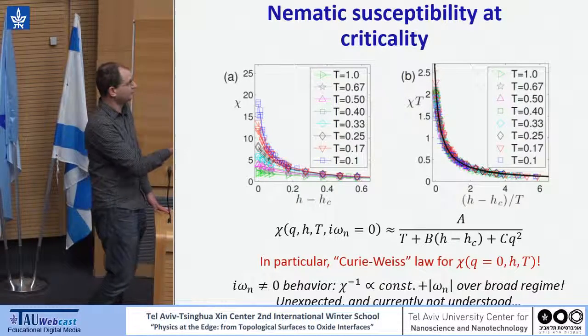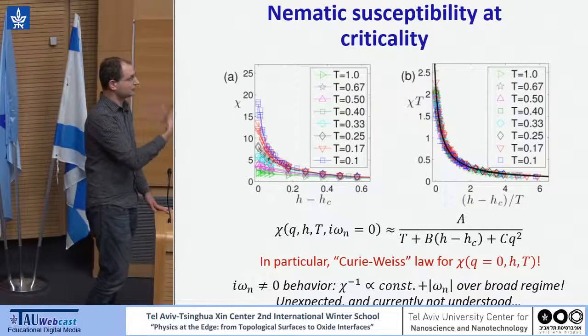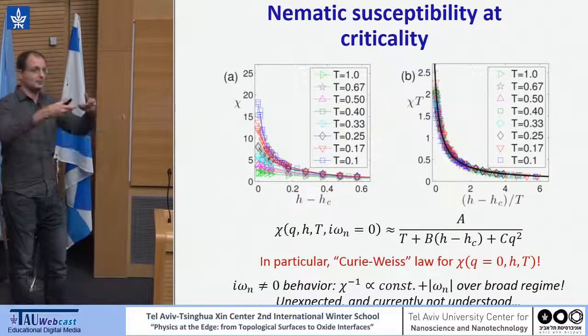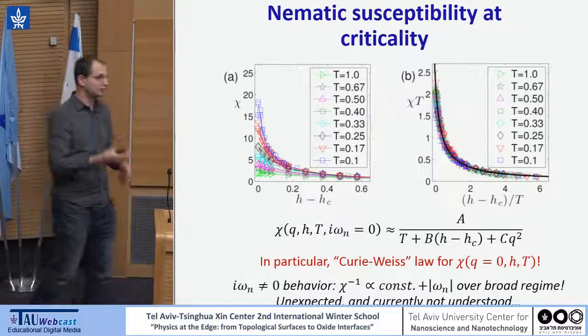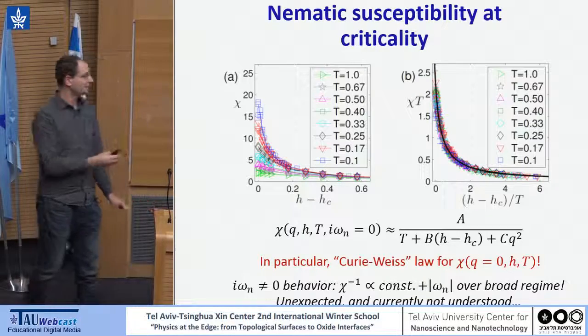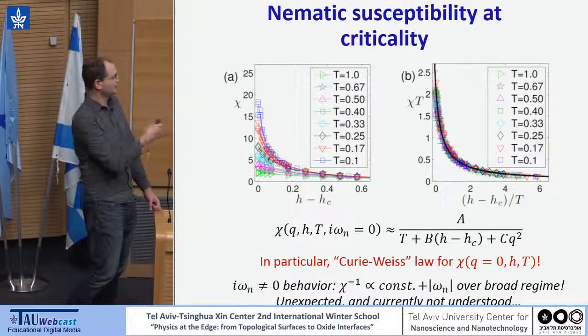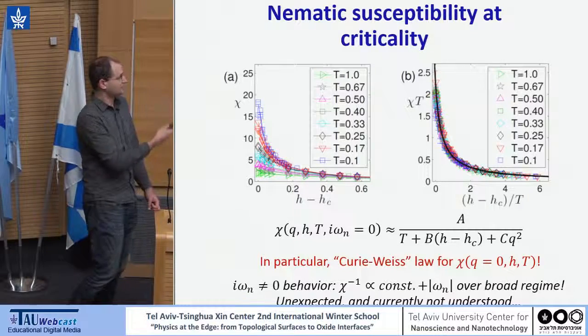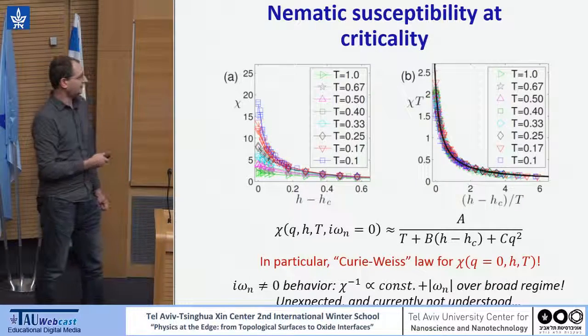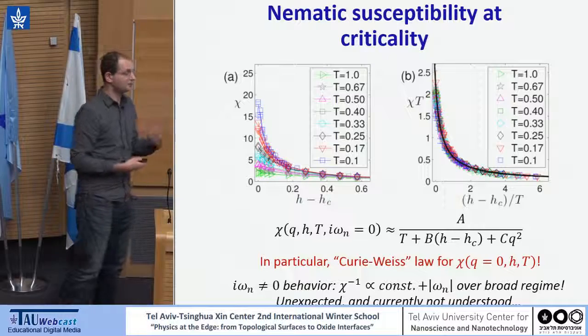But it's also interesting. It implies that the dynamical critical exponent, that is the way that omega and q scale at the quantum critical point, is actually different from what Hertz-Millis theory would predict. So here we get a dynamical critical exponent of 2. From Hertz-Millis, you get 3, for instance.